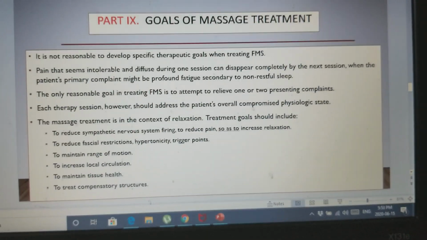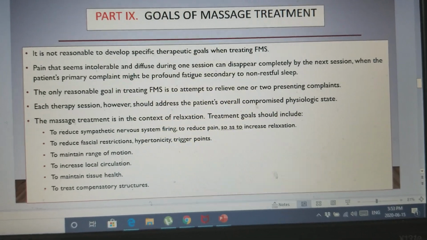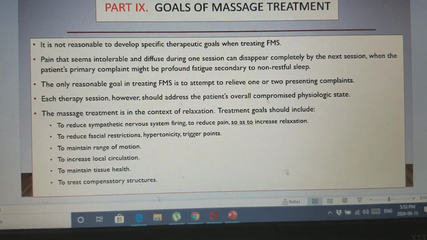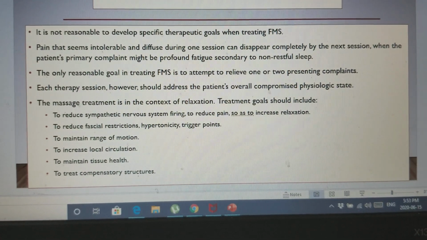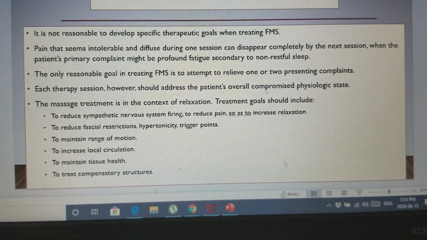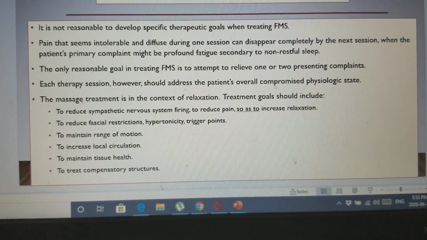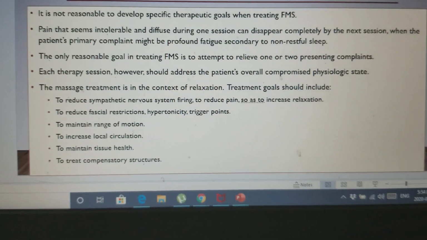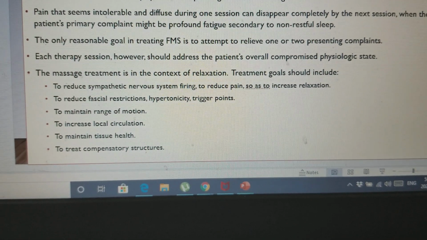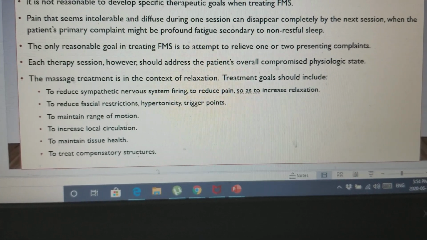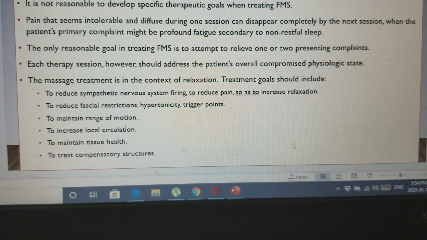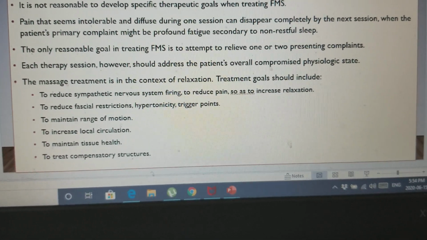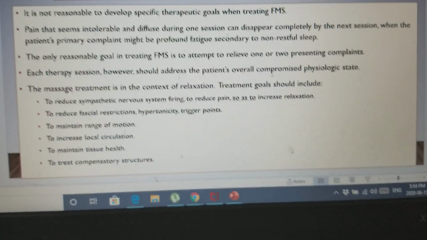And so here you can see some goals that we can work toward for massage treatment for a fibromyalgia condition. These are some of the goals that we can take into consideration in treating the fibromyalgia condition of a client or patient.